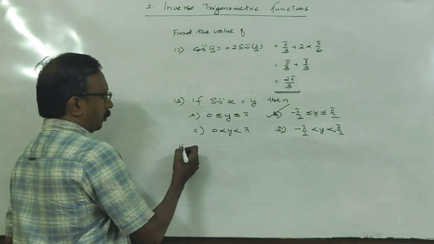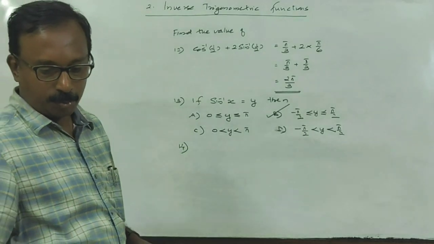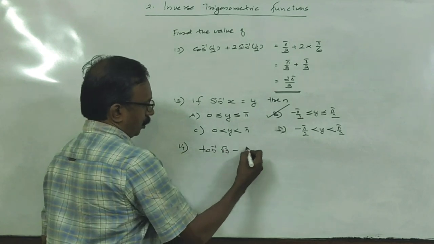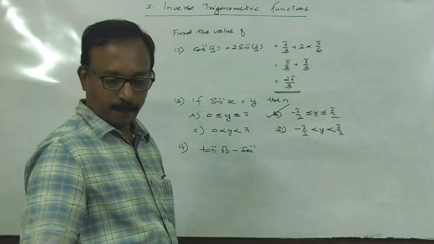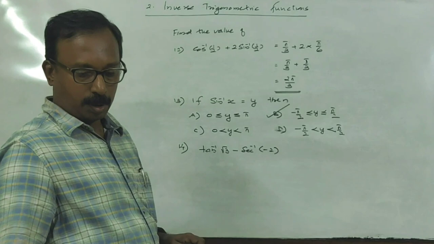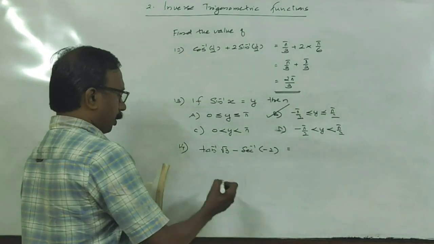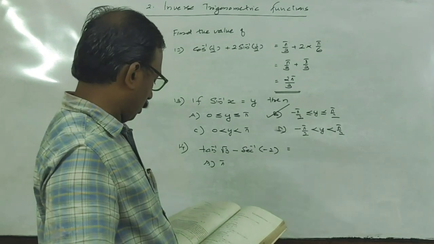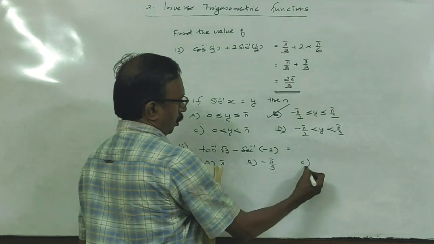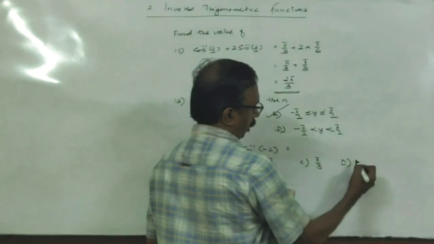Now 14 goes. Tan inverse root 3 minus sec inverse minus 2 is equal to, options are a, pi, b, minus pi by 3, c, pi by 3, and d, 2 pi by 3.